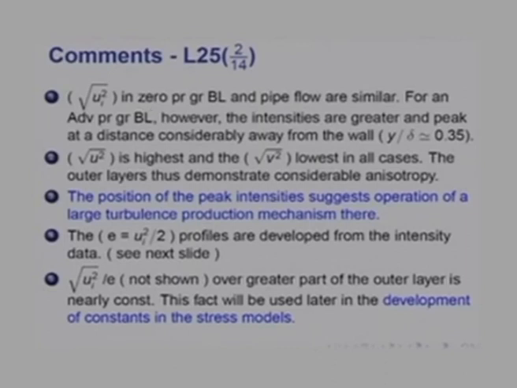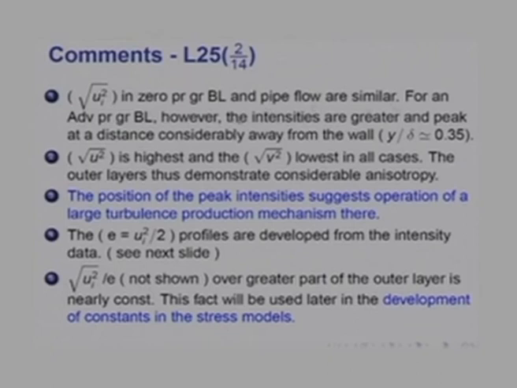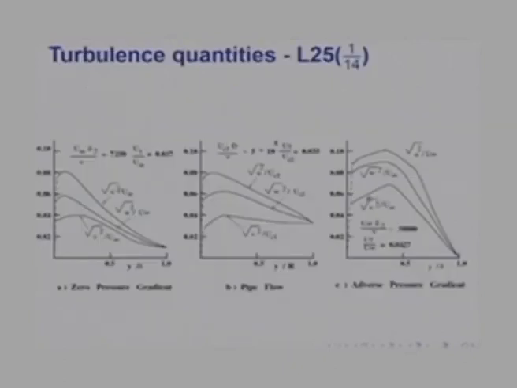So, u prime squared in a zero pressure gradient boundary layer and pipe flow are very similar. For an adverse pressure gradient boundary layer, the intensities peak, as I said, at y by delta of about 0.35. U prime squared is highest and v prime squared is the lowest in all cases. The outer layers thus demonstrate considerable anisotropy. What is meant by anisotropy is that there is a considerable difference between u prime squared, v prime squared and w prime squared. And as I said, from here onwards, you have the outer layer, the 85% of the layer.